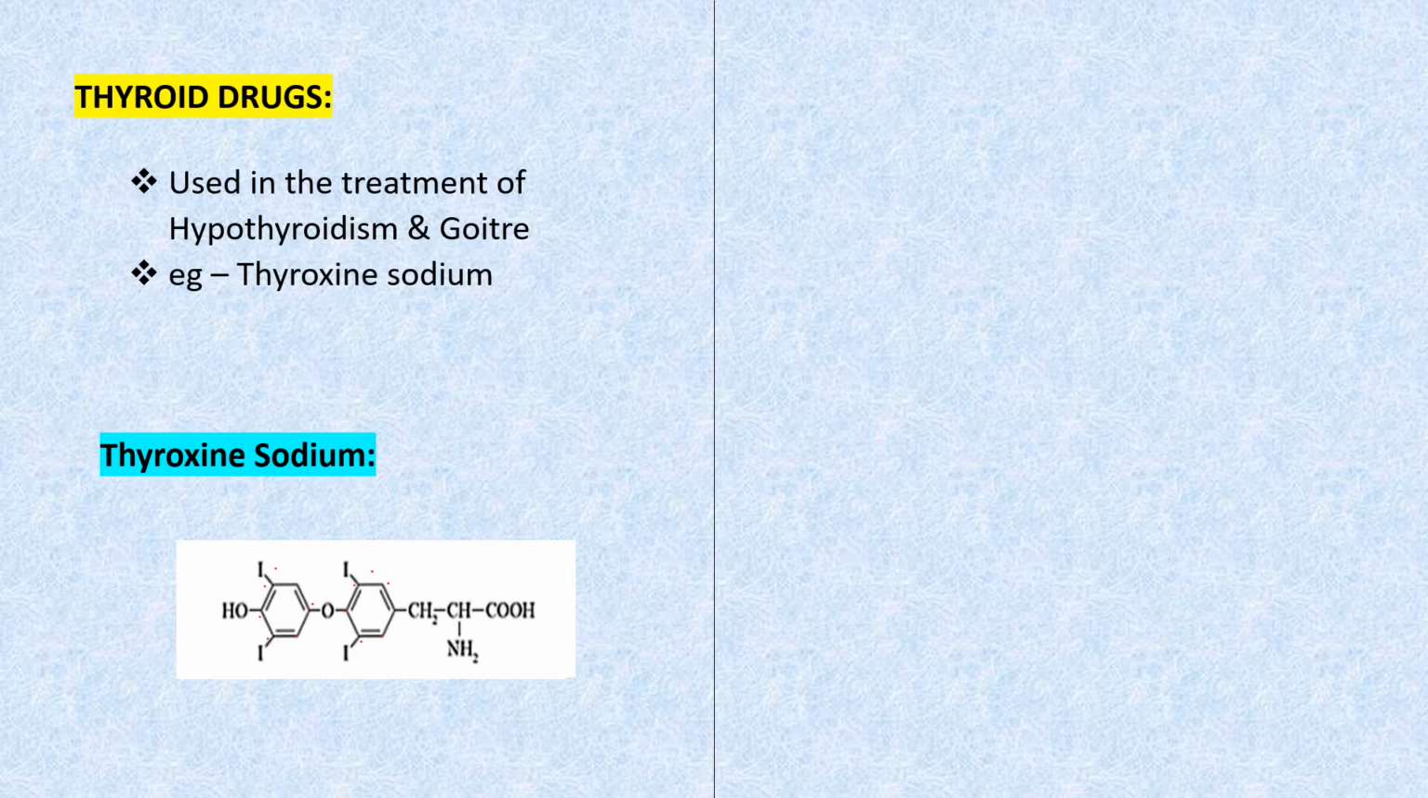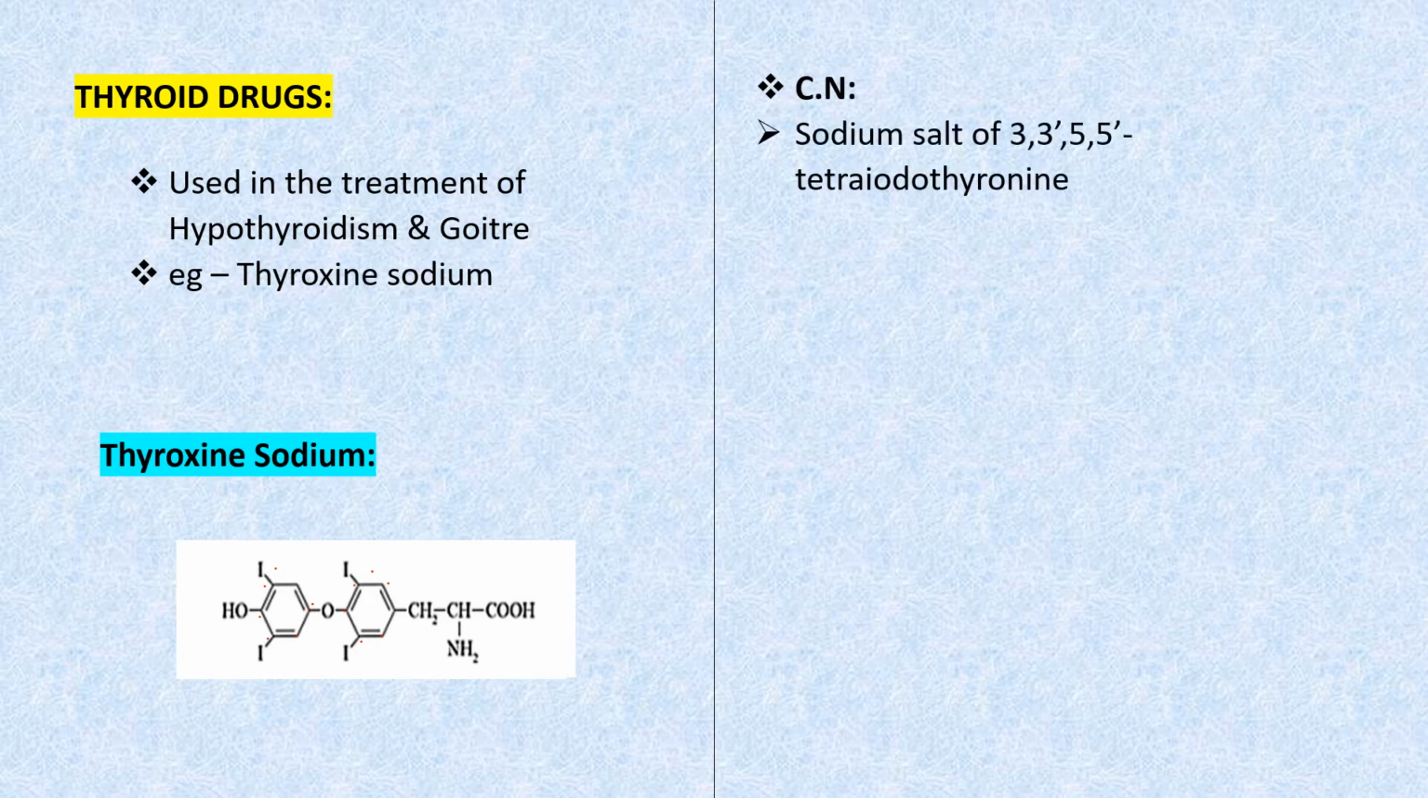See, this is your chemical name. At 3, 3', 5, 5', four iodines are present, therefore it is known as tetraiodo, and the basic name, that is thyronine.